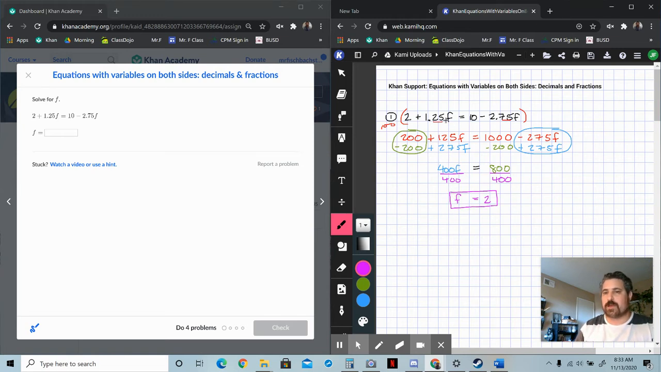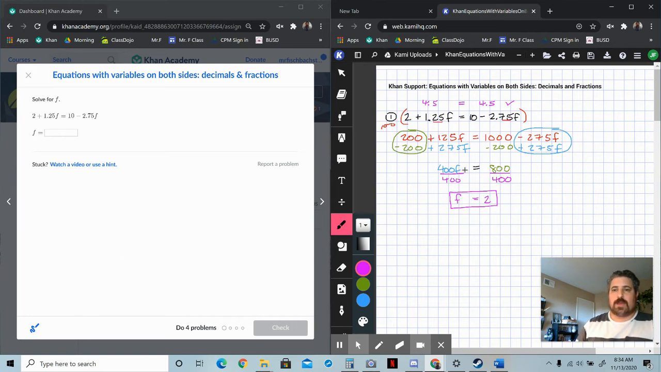And you can just plug that back in and check. What's 2 times 1.25? That's going to be 2.5. 2.5 plus 2 is 4.5. So on the left, you have a value of 4.5. And on the right, you have 10 minus 2.75 times 2. Well, 2.75 times 2 is going to be 4 plus 1.5, so that's going to be 5.5. This is 10 minus 5.5. Well, 10 minus 5 is 5, minus the 0.5 is 4.5. So that is also 4.5. So we can see that it works out perfectly when you plug it back in and check your work that way. You always want to check with the original, not with the one that you've changed.